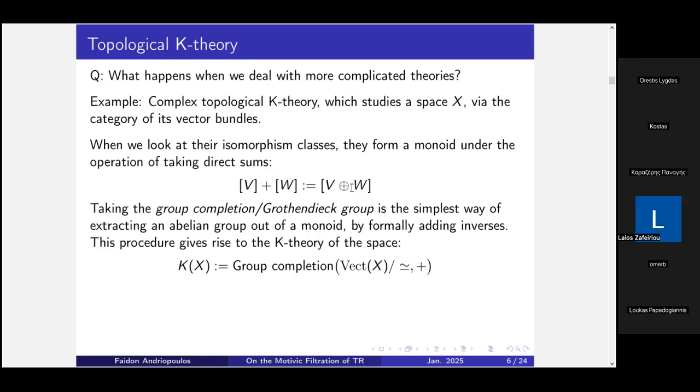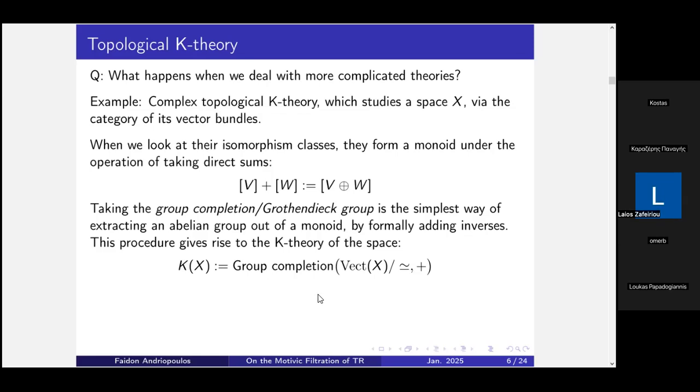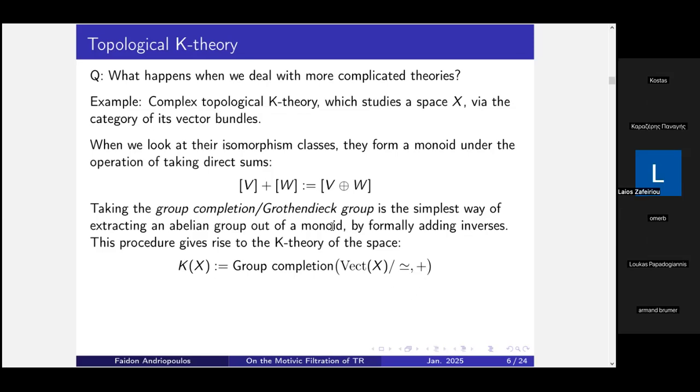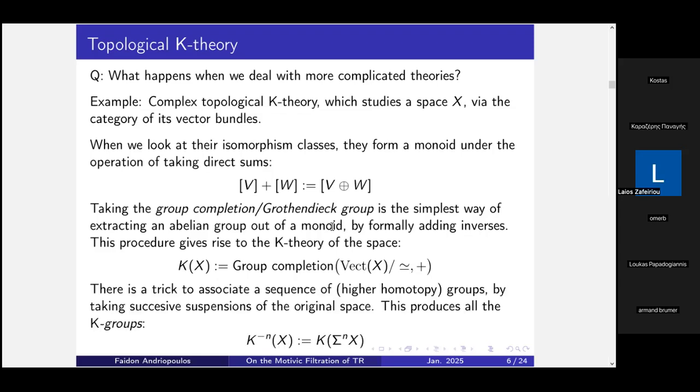This is just an abelian group. When we apply this procedure to the category of vector bundles with this addition that I just described, it gives us the K-theory of the space. This should be thought of as the zeroth cohomology group. There is a trick one can do in topology and create higher groups by modifying the space.